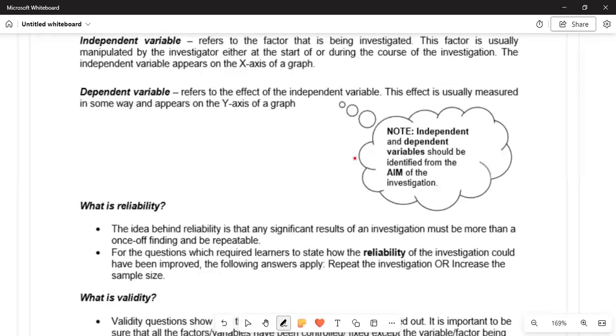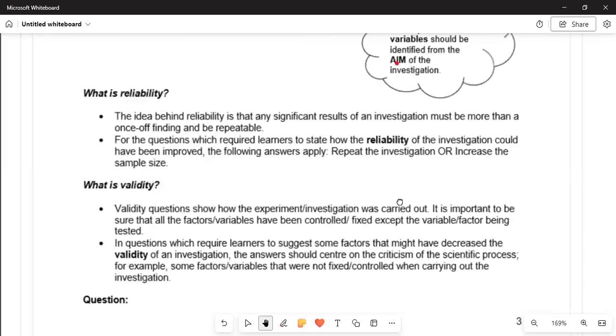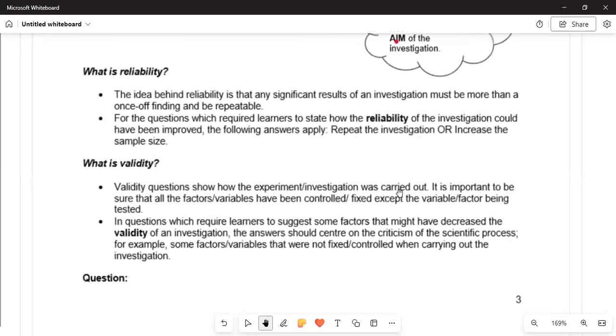identified from the aim of the investigation. You don't just make any investigation without the aim of the investigation. So the aim of conducting this investigation is based on the factors that are identified at that particular time.